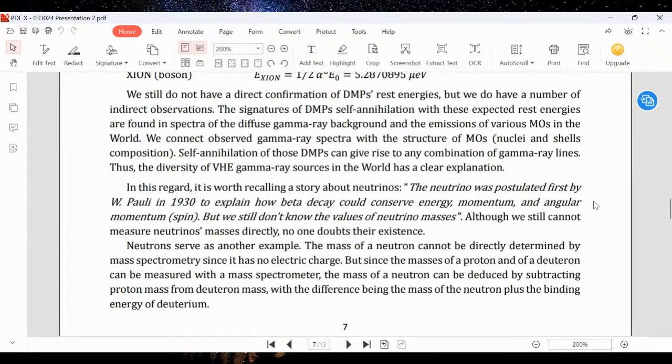Neutrons serve as another example. The mass of a neutron cannot be directly determined by mass spectrometry since it has no electric charge. But since the masses of a proton and of a deuteron can be measured with a mass spectrometer, the mass of a neutron can be deduced by subtracting proton mass from deuteron mass, with the difference being the mass of a neutron plus the binding energy of the deuterium.